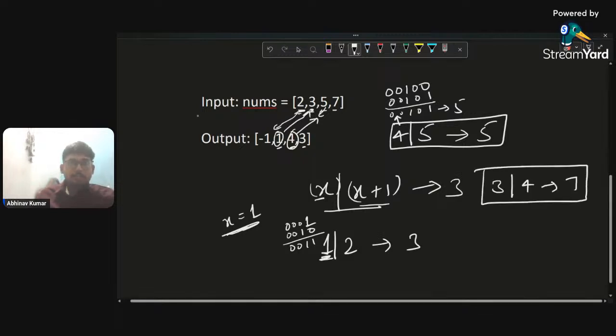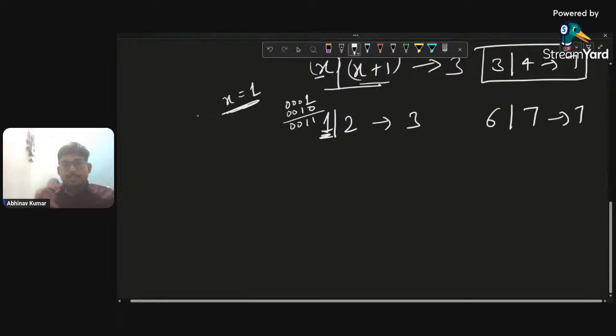Now we also need to make sure, for 7 there was one more possibility. You could have also taken 6 OR 7, and that would also give me 7. If you see, 110 is 6, and 111 is 7, so their OR is also going to give me 7 only.